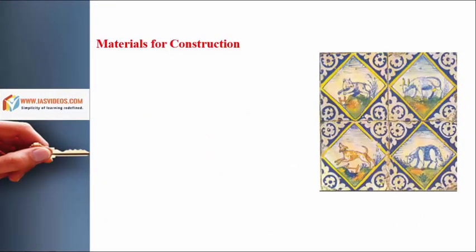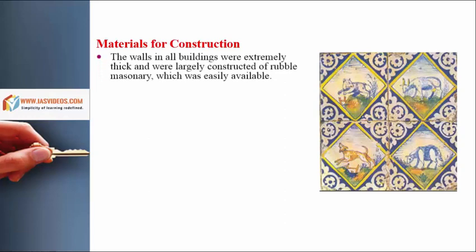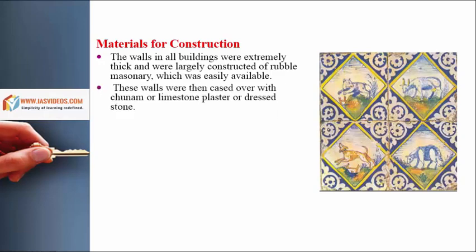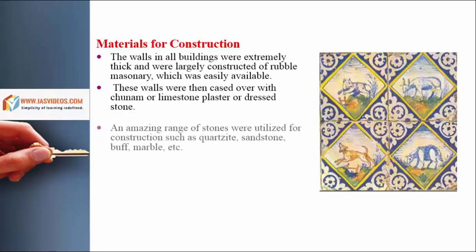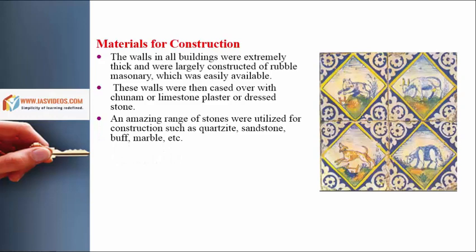Materials for construction. The walls in all buildings were extremely thick and very largely constructed of rubble masonry, which was easily available. These walls were then cased over with chunam or limestone plaster or dressed stone. An amazing range of stones were utilized for construction, such as quartzite, sandstone, buff, marble, etc. Polychrome tiles were used to great advantage to finish the walls.